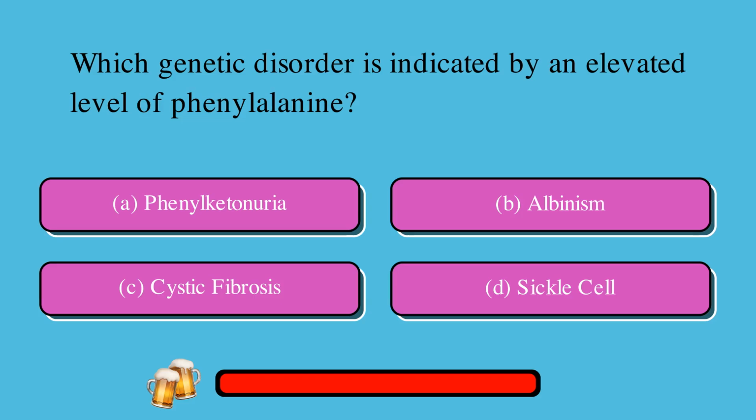Which genetic disorder is indicated by an elevated level of phenylalanine? A. Phenylketonuria, or B. Albinism, or C. Cystic fibrosis, or D. Sickle cell? The correct answer is A. Phenylketonuria.